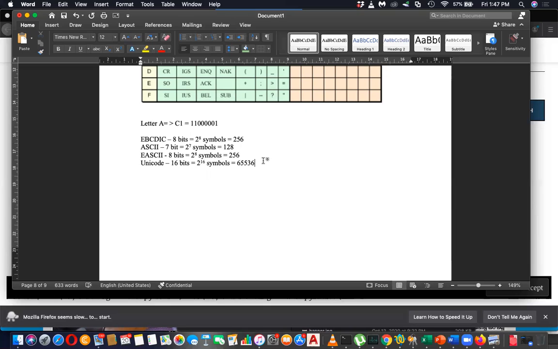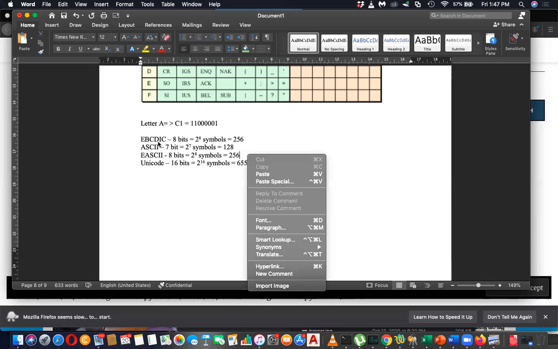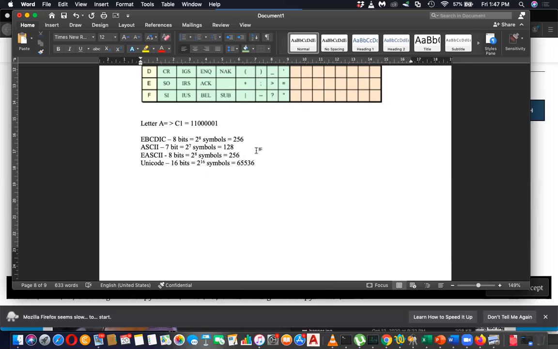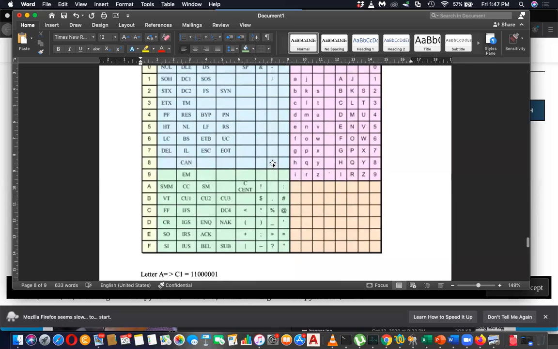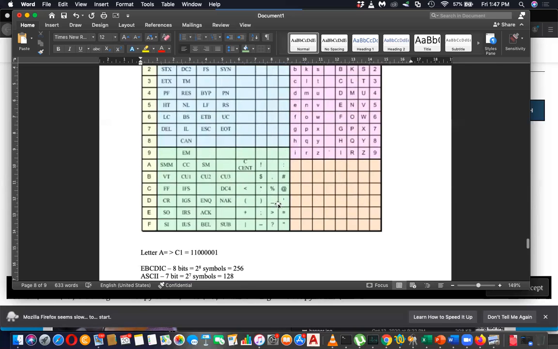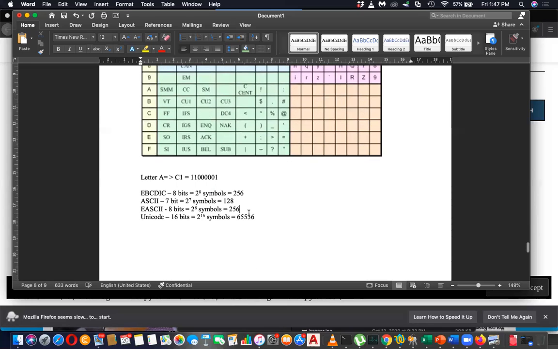Unicode supports multiple languages, but ASCII and extended ASCII support English only: English, numbers and some symbols. When it comes to Unicode, it supports English, numbers, some symbols, and not only that, some other languages. Most of the languages are now in Unicode.